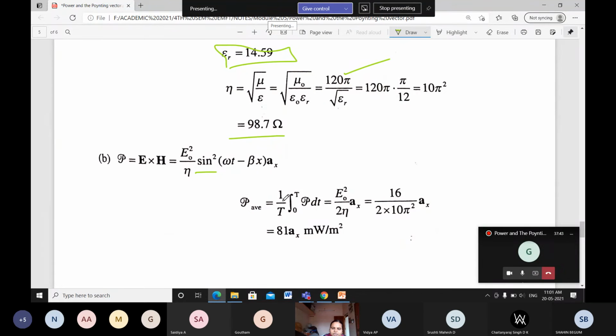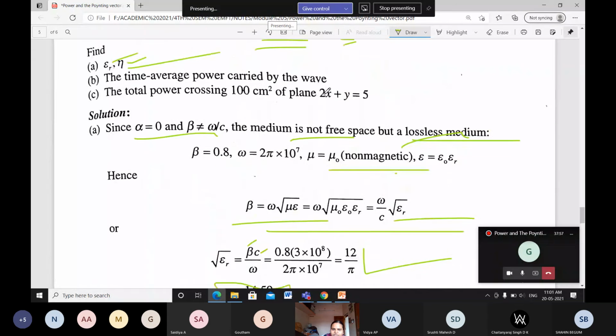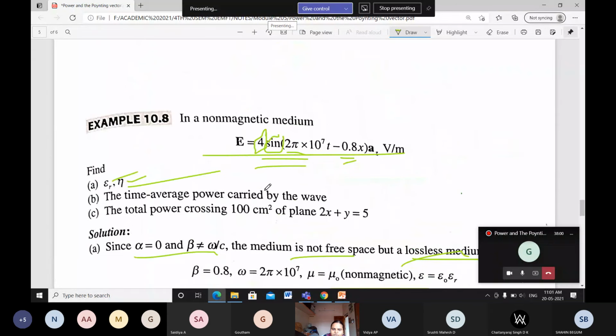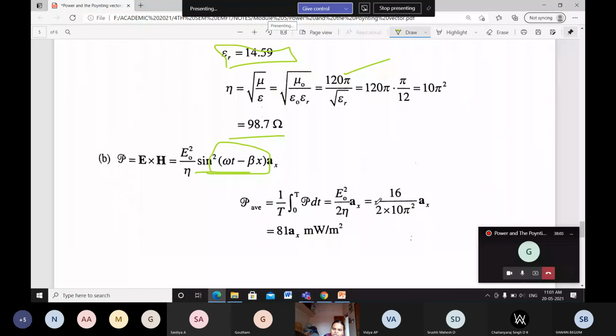Therefore, P average is going to be 1 by T, 0 to T, P of dt. That is nothing but E naught square divided by 2 eta ax. This will be cancelling off. That is going to be equal to E naught of what value? Here E naught is going to be 4. E naught square means 16 divided by 2 into, we already got here, 10 pi square, that you have to substitute here, 10 pi square into ax. Therefore, after solving this, you will be getting 81 ax milli, in terms of 10 raised to minus 3 watts per meter square. This is the answer to the B question.